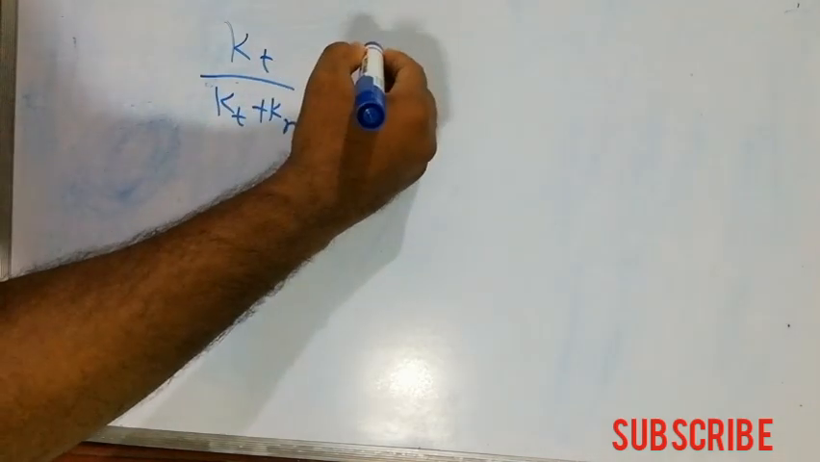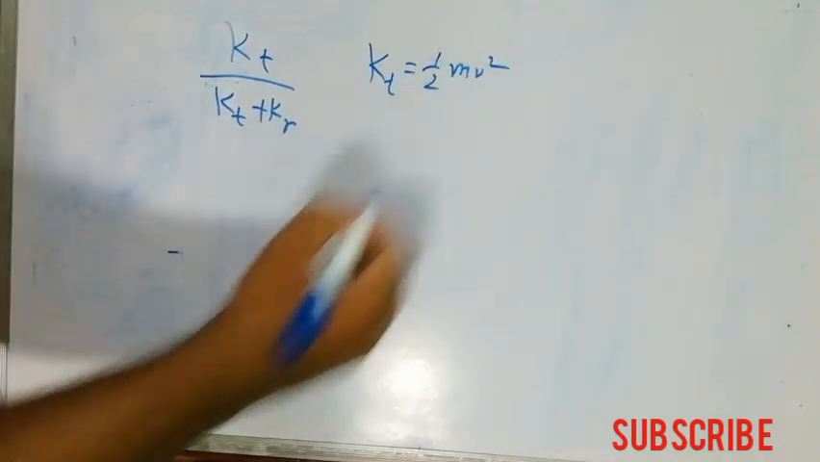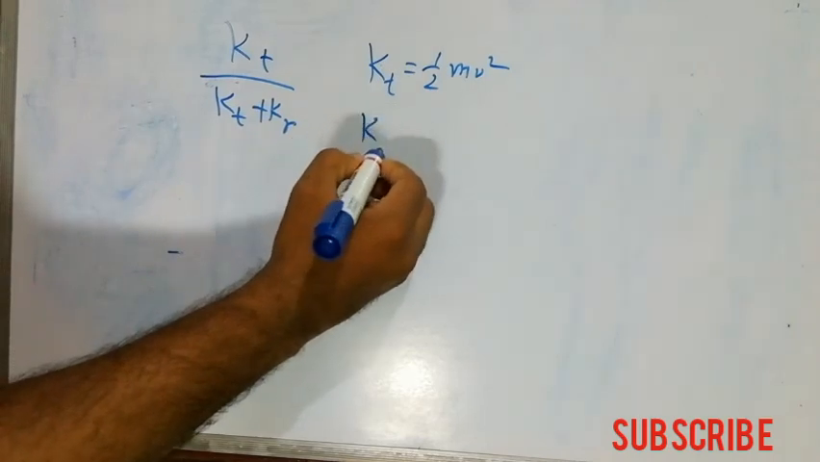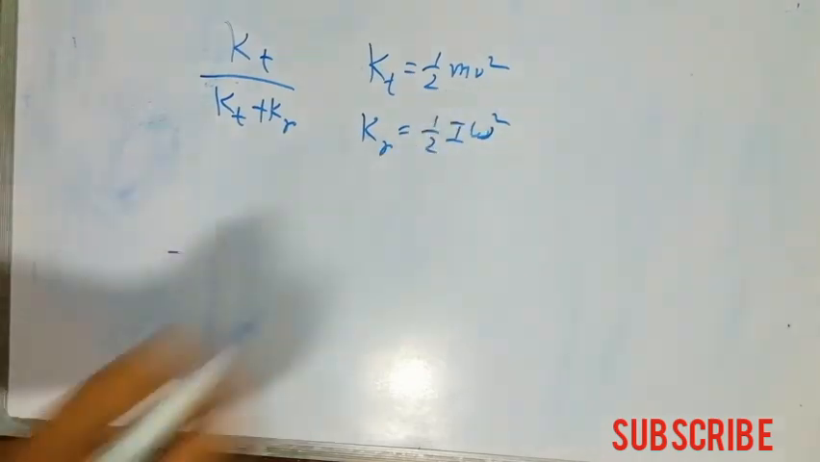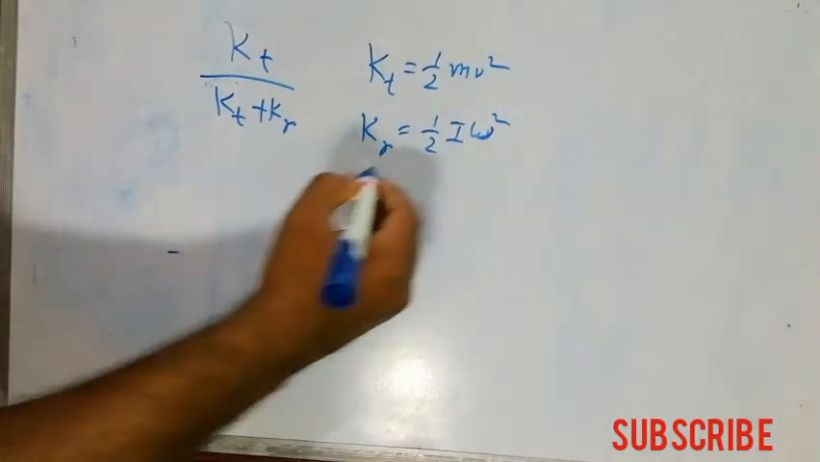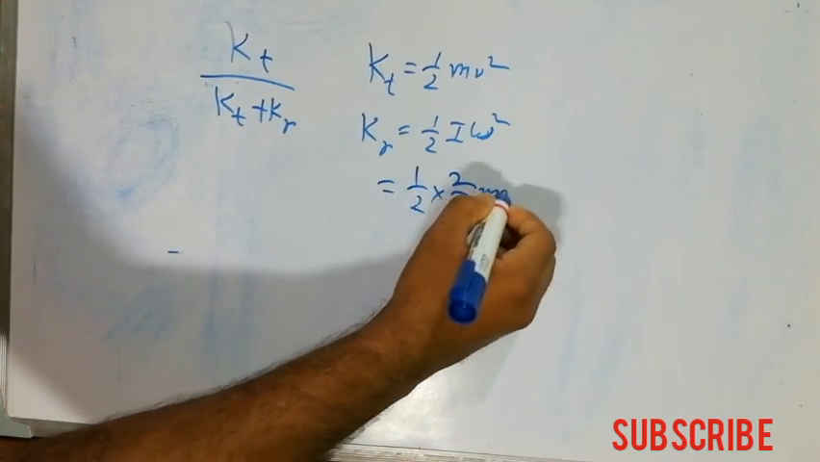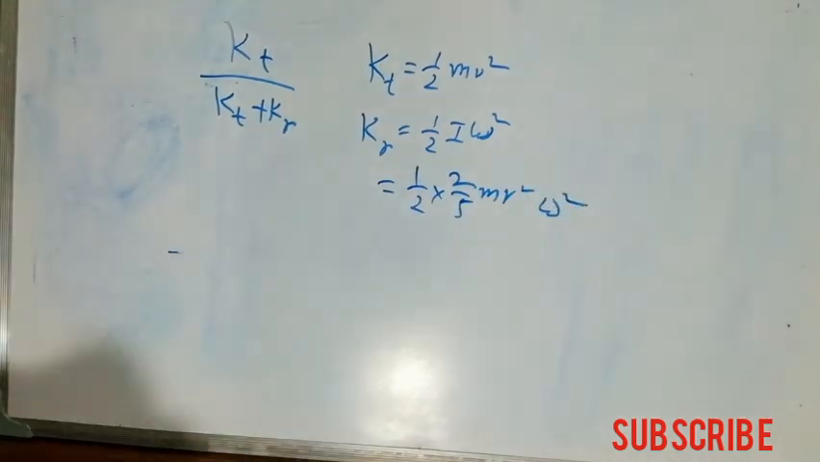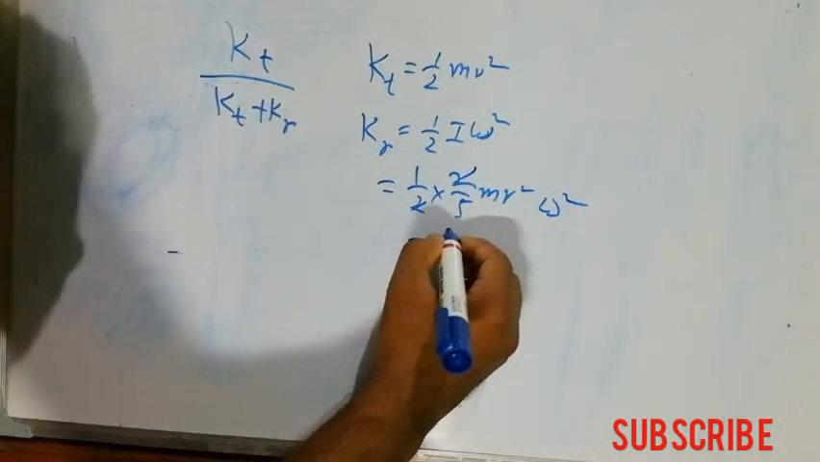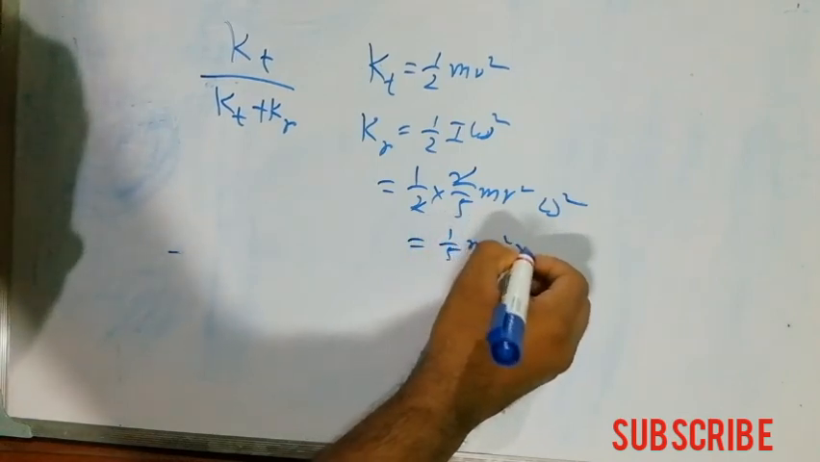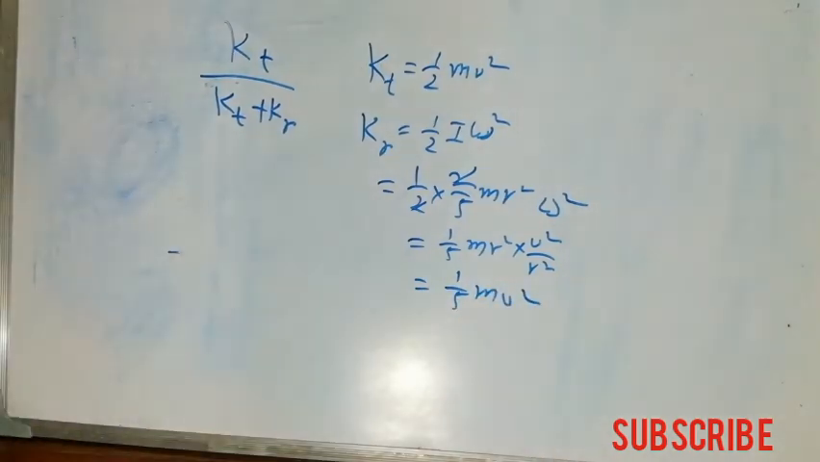So we know that in rolling motion the translational kinetic energy kT is equal to half m v square and rotational kinetic energy kr is equal to half I omega square. As it is a solid sphere, I is equal to 2 by 5 m r square, so half into 2 by 5 m r square into omega square. Again we have omega equal to v by r, so 1 by 5 m r square into v square by r square, that is equal to 1 by 5 m v square.